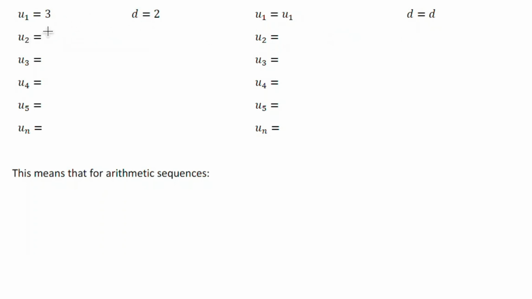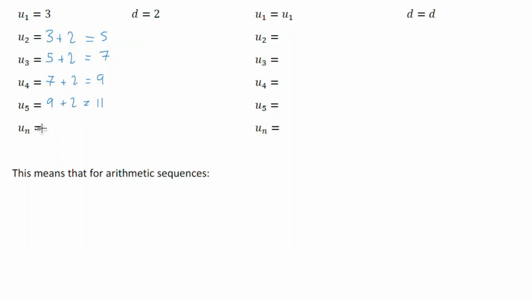So that means u2 is equal to the first term plus 2, the common difference, which is 5. u3 is equal to the second term plus the value of d, which is 2, and we get 7. u4 is equal to the third term, which is 7, plus 2, which is equal to 9, and u5 is equal to the fourth term plus 2, which is equal to 11.